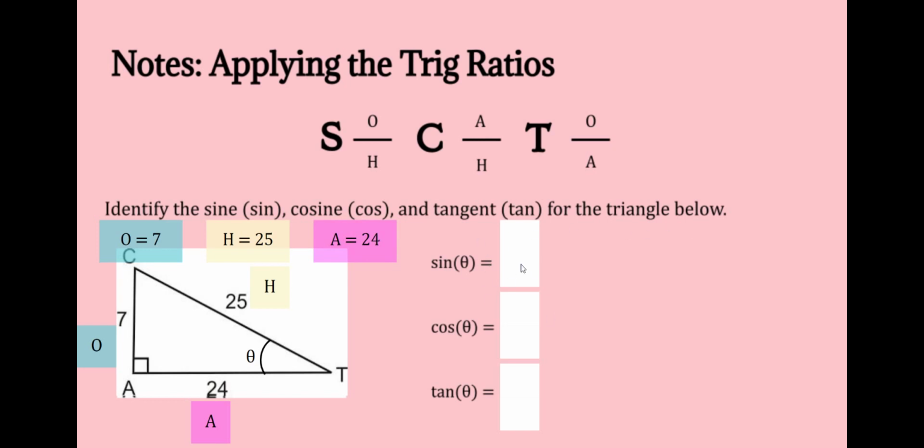So now when I'm trying to find sine of theta, I'm going to look at my little cheat sheet here, my SOHCAHTOA, and I see sine. So our SOH is O over H. Well, our O in this case is 7 and our H is 25. So O over H is going to be 7 over 25. Cosine is A over H. So in this case, 24 over 25, because our A is 24, our H is 25. And then last but not least, O over A, our tangent is going to be 7 over 24.